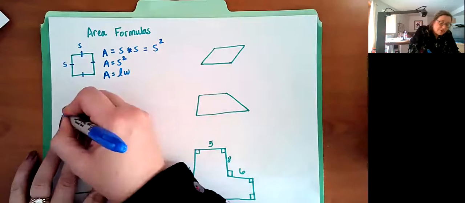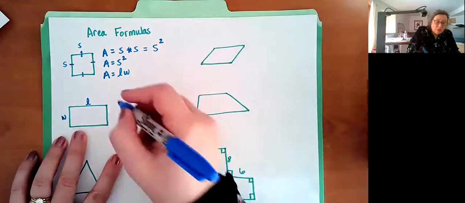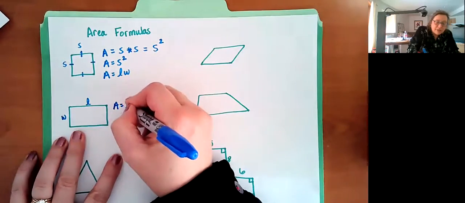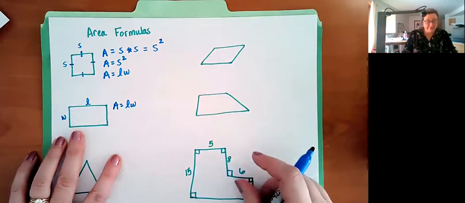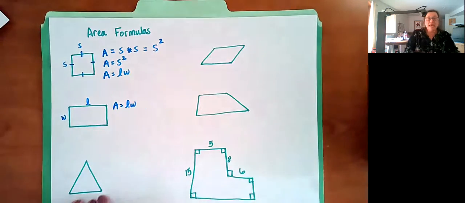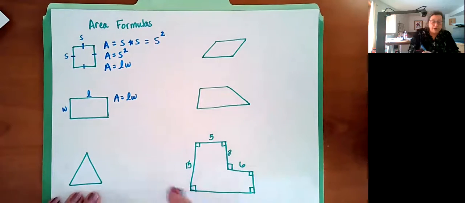A rectangle, we have length and width. And so most of you probably know this formula already. A equals length times width. Okay, fair enough. Here we have a triangle.